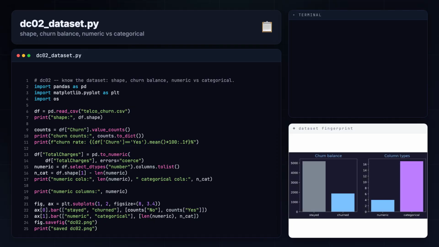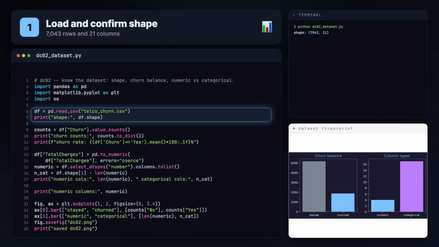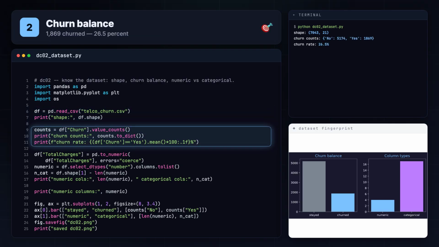We will load the table, count rows and columns, measure the churn balance, and sort every column into numeric versus categorical, the split that decides how each one gets cleaned. First, we load the CSV and print its shape, confirming the 7000 by 21 table from last episode. Then we count the churn classes and the percentage that left, so the imbalance is a number, not a vibe.